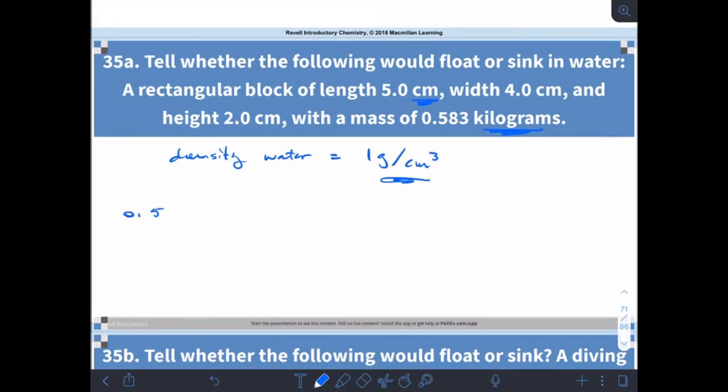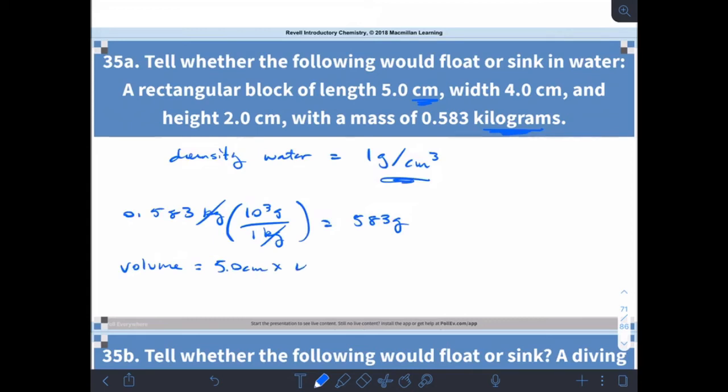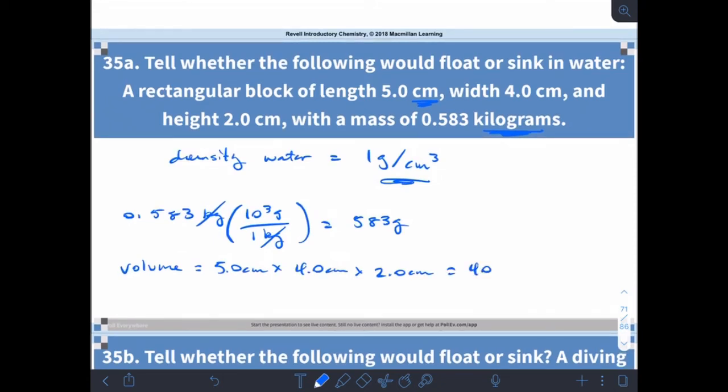So we have 0.583 kilograms, and we have 10 to the 3 grams per kilogram. The kilograms will cancel, and so we get an answer of 583 grams. Our volume is 5 centimeters times 4 centimeters times 2 centimeters, which gives us a volume of 40 cubic centimeters.